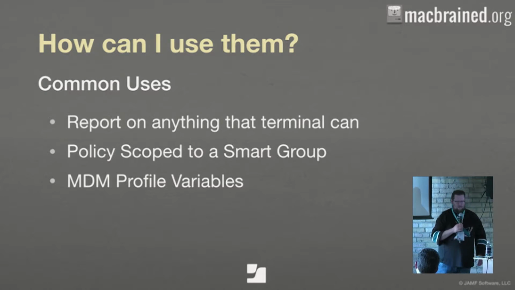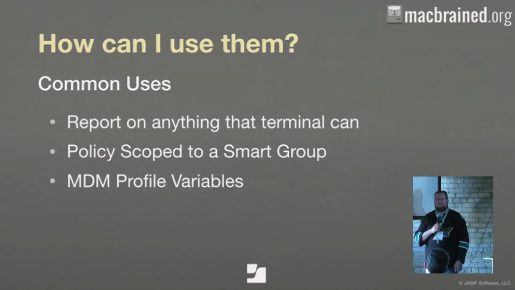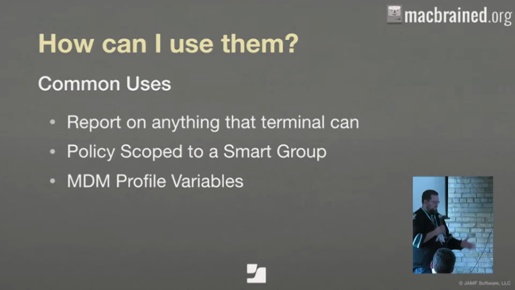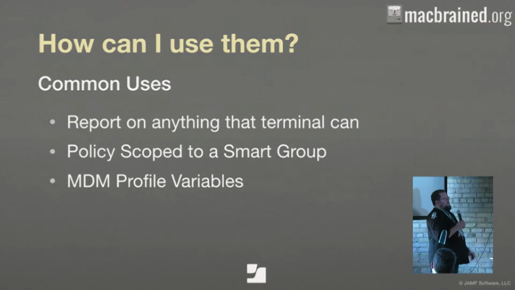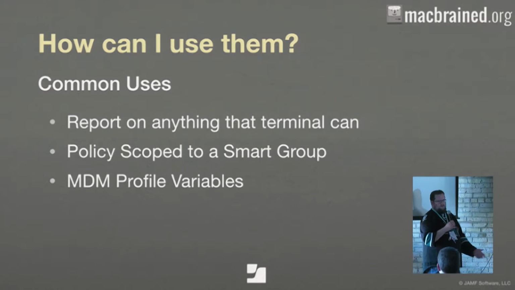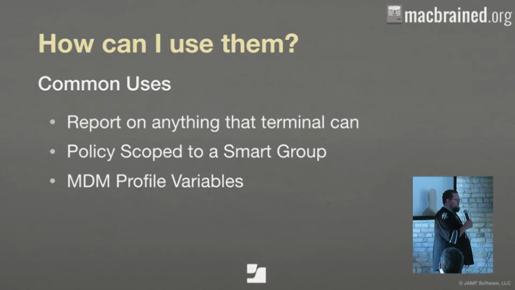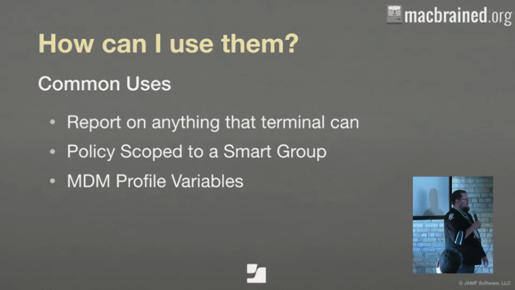Then a policy scoped to a smart group. You have a policy, it's scoped to a smart group. That smart group is only going to install Chrome 54 on loaner systems, but we don't ever want to put it on private systems because, we just decided not to because we're mean.